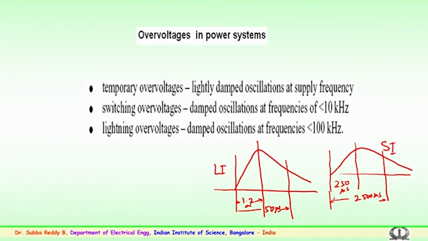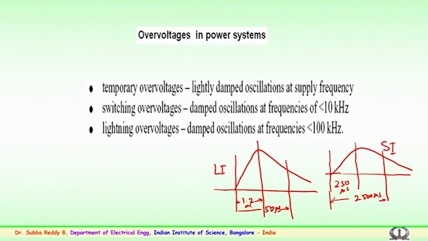So, switching over voltages, as I was mentioning, are damped double exponential oscillations which may occur at frequencies less than 10 kilohertz. The switching over voltages are of this nature, where the front time will be somewhere around 250 microseconds and the tail time is 2500 microseconds. The time to front and time to tail is 250 by 2500 microseconds. These normally happen because of the closing and opening of the circuit breakers in a transmission system.